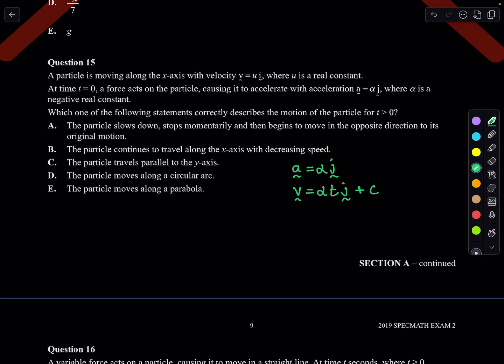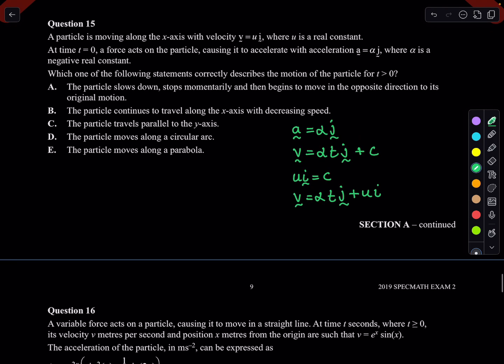But we're also given a hint. We know that before, it was moving at this velocity. You remember how it was moving along the x-axis with this velocity? So at t equals 0, it was moving at this velocity. That's going to give me my velocity as u i. So when t equals 0, that's your c basically. So your velocity can be written as alpha t j plus u i.